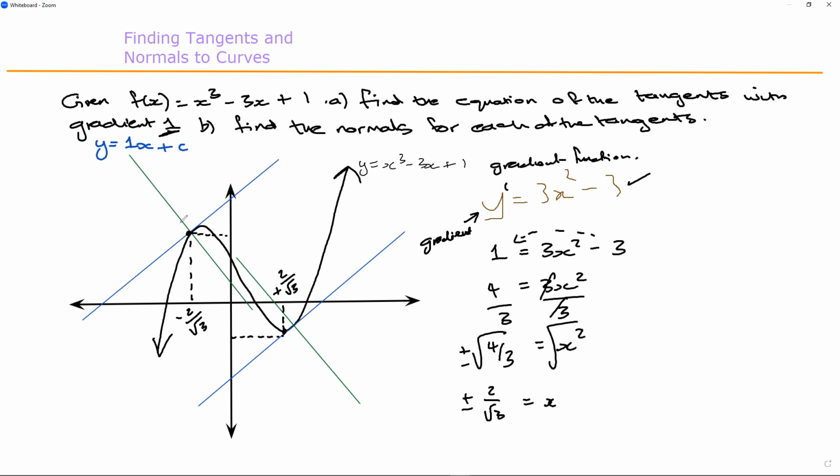So I know the coordinates for this is now negative 2 over root 3 and some y value, which I'm going to find. And I know this coordinate over here is positive 2 over root 3 and some y value. So if I have those, I can find each of the corresponding c values. Let's see if we can find each of those y values. I'm going to substitute it into the original function: y equals x cubed minus 3x plus 1, so that'll be 2 over root 3 cubed minus 3 times 2 over root 3 plus 1.